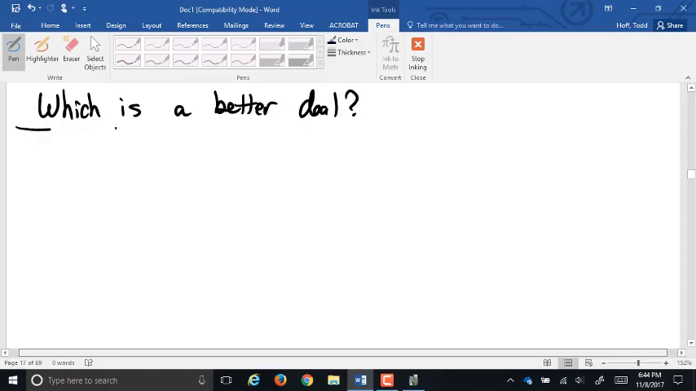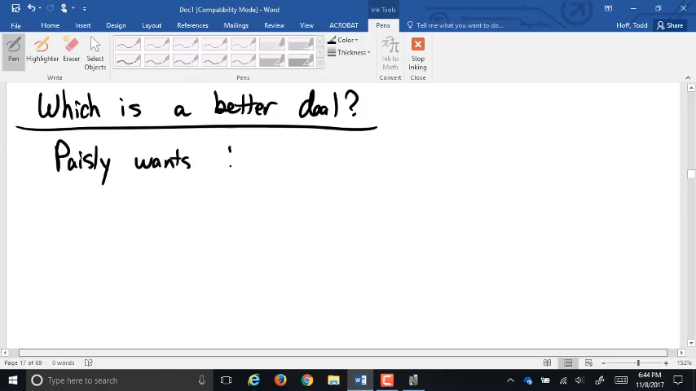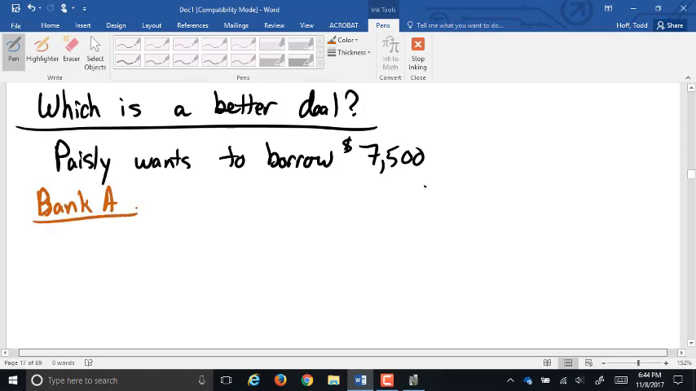Which is a better deal? Paisley wants to borrow $7,500. I should say she wants to borrow $7,500 for, we can see where your mind is, 210 days.